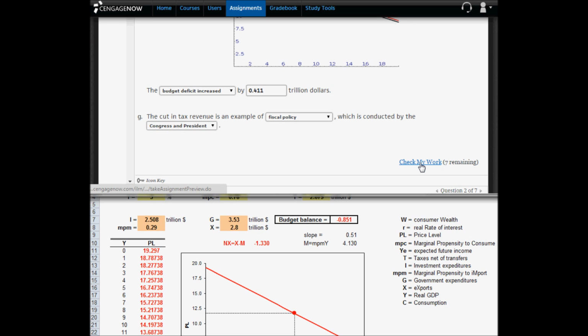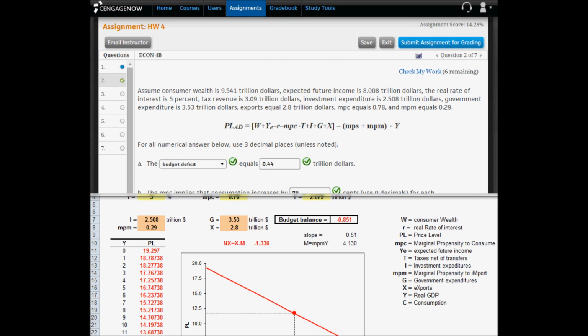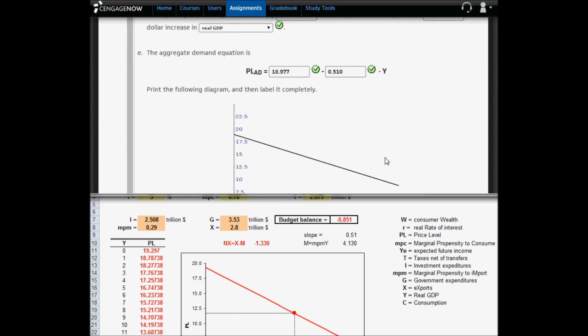Now I'm going to check my work, and we should get everything correct. And we do.